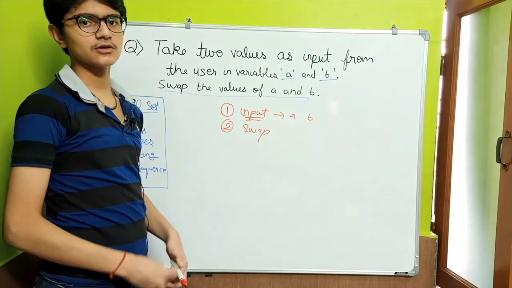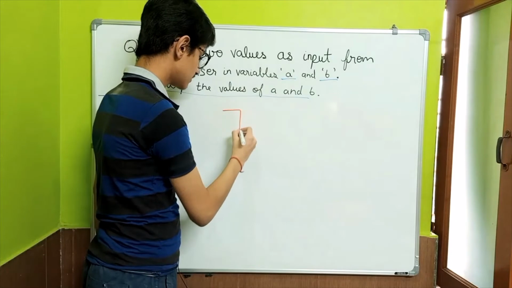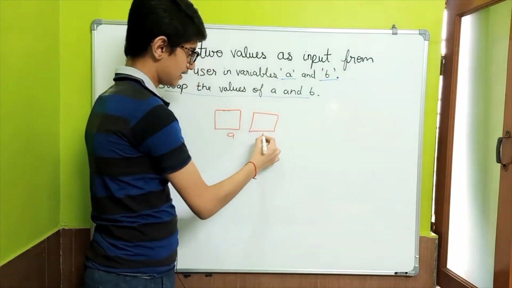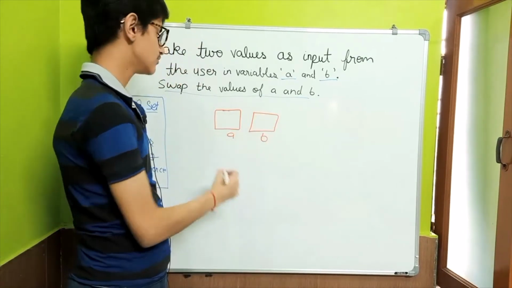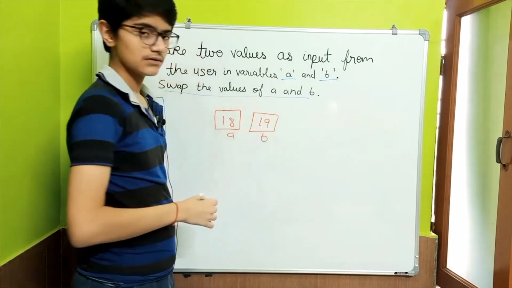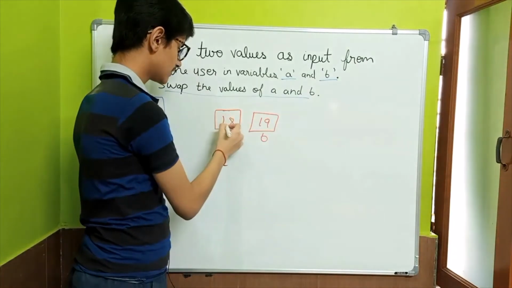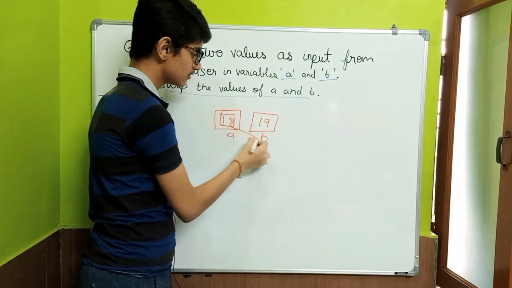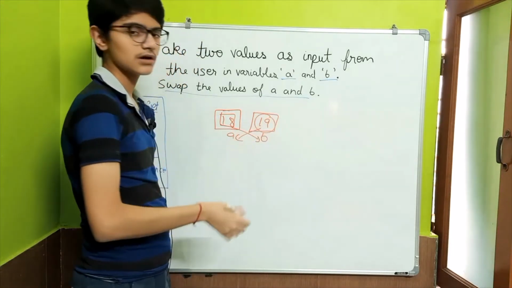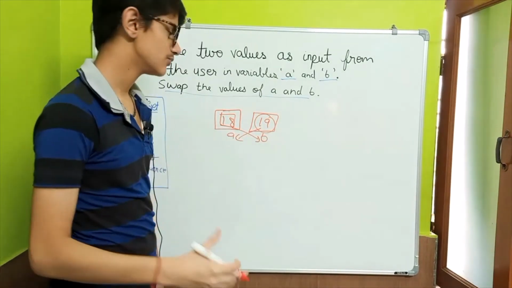Guys, let us jump into the logic building part. Let me give you a diagrammatic representation. Let us say this is my variable A and this is variable B, right? And the user gives me some value, say 18 for A and 19 for B. Now what I have to do? I have to interchange the values. That is, the value of A, that is 18, should get assigned to B. And the value of B, that is 19, should go into A, right? That is interchanging the values.